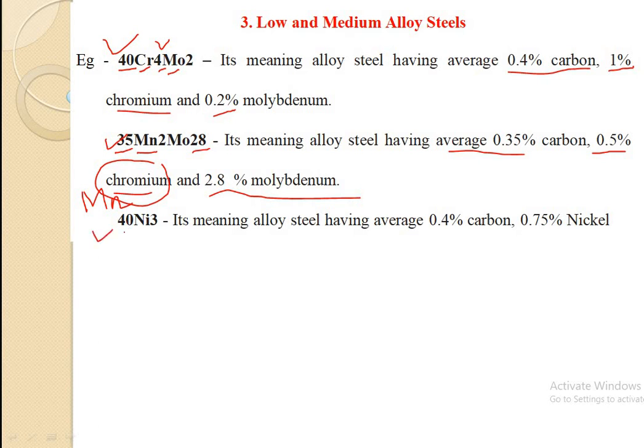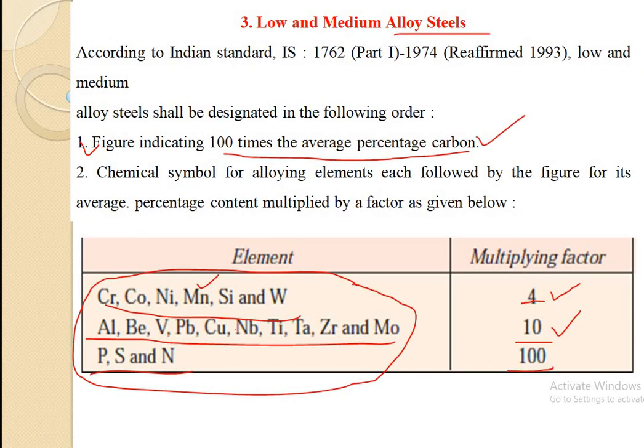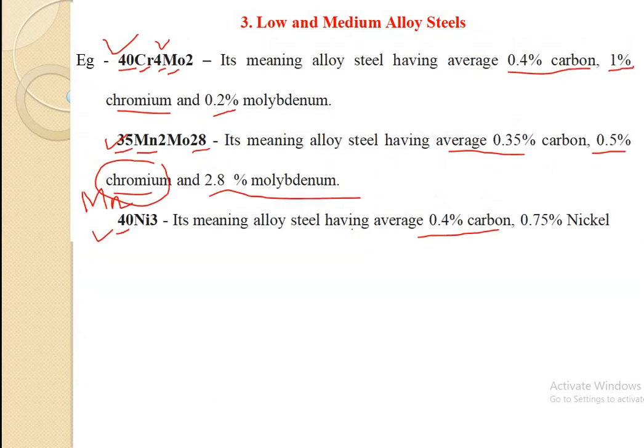Next take another example, 40Ni3. If you get any of Cr, Mo, Pb, nickel, molybdenum, vanadium, then you will come to know it is an alloy steel. Take the example of 40Ni3. 40 divided by 100 gives 0.4 percentage of carbon. The multiplying factor for nickel is 4, so we have to divide this 3 by 4. We will get 0.75 percentage of nickel. In this way, the low and medium alloy steels are designated.